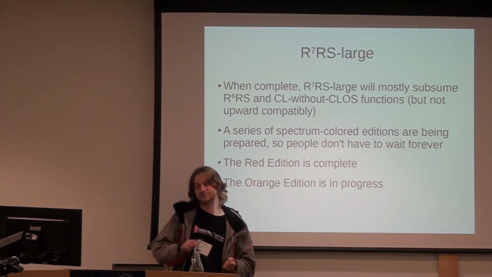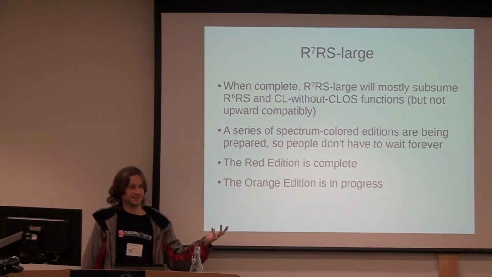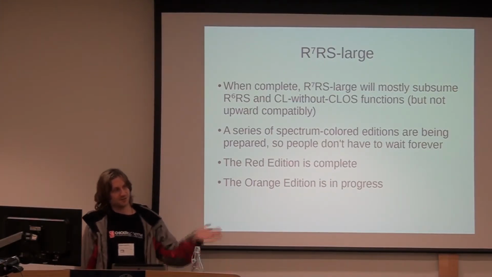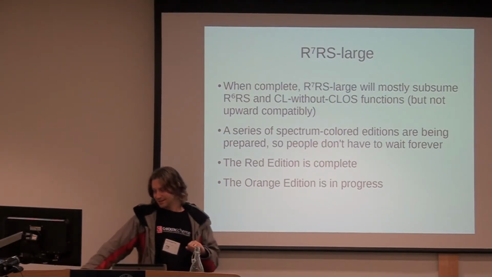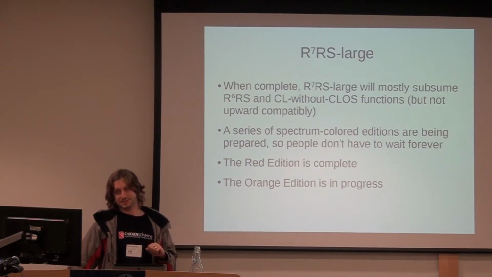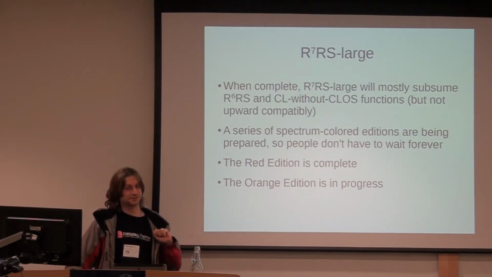And so the spectrum of colors refers to the fact that the red edition is the first set to come out, which covers data structures and things. We'll get onto that in a moment. And then we'll work on all the different colors of the rainbow. And yes, it means we have things we can start to work on rather than waiting for the entire thing to be finished. So red edition is done, orange edition is in progress.